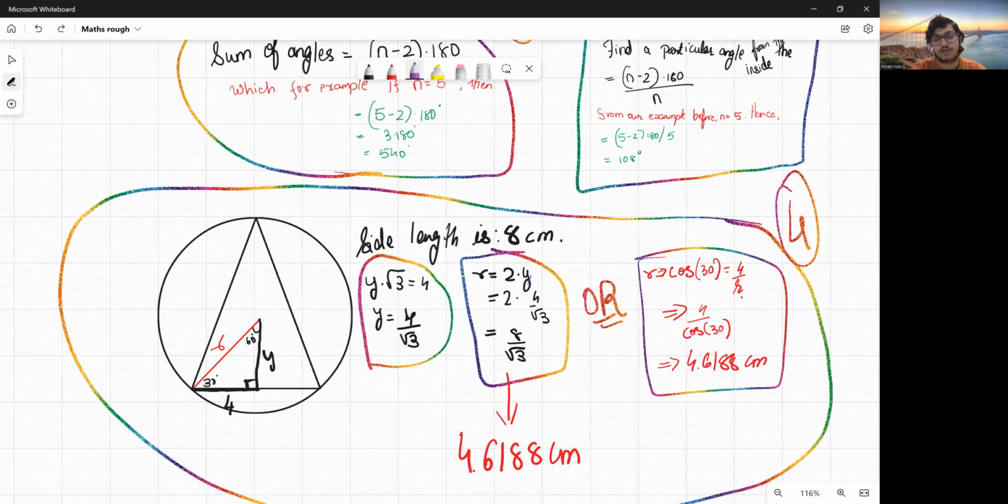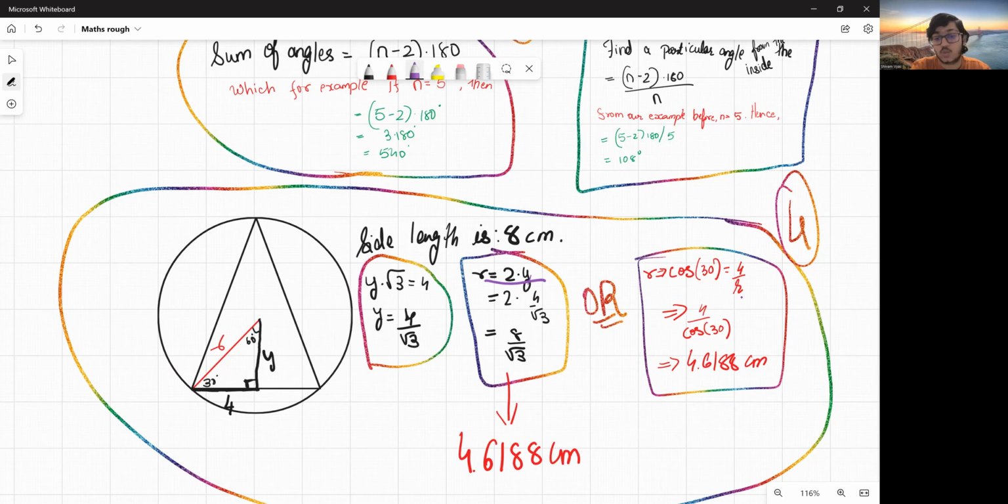Oh, sorry. Actually, this is the value. Sorry, I'm pointing to the wrong one. So that's that. And you can use the 30-60 triangle again to find the value of the radius r by doing r equals 2 times y. You can see here r equals 2 times y.